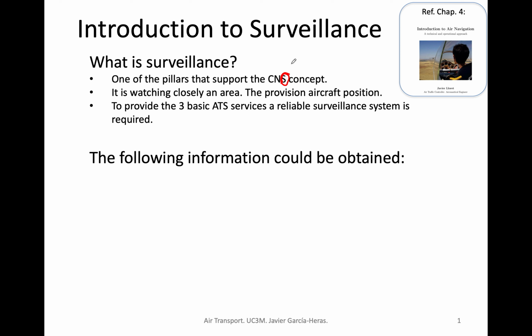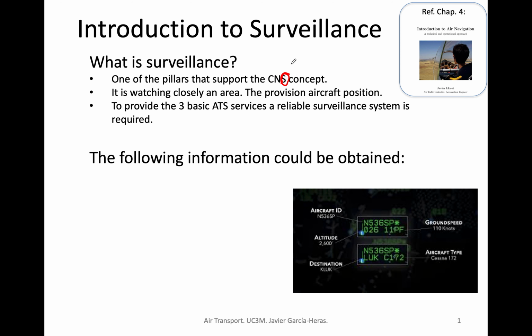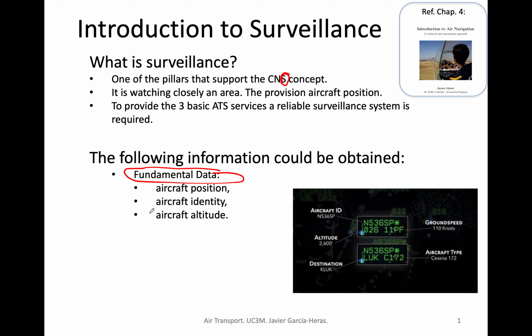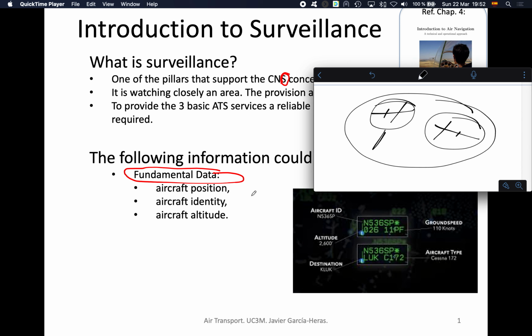From this surveillance system, we can obtain the following information. Some fundamental data: obviously the aircraft position, the identification, and the altitude. This is quite mandatory to understand the position and who is who, right?